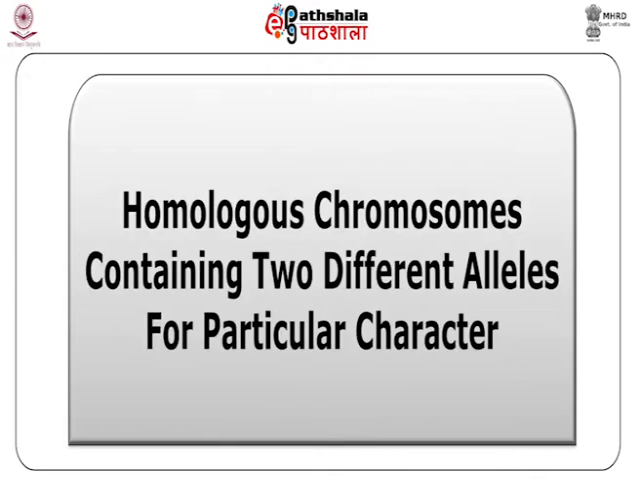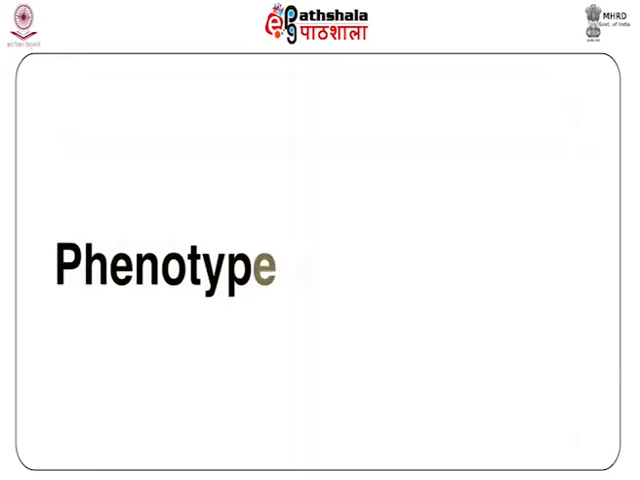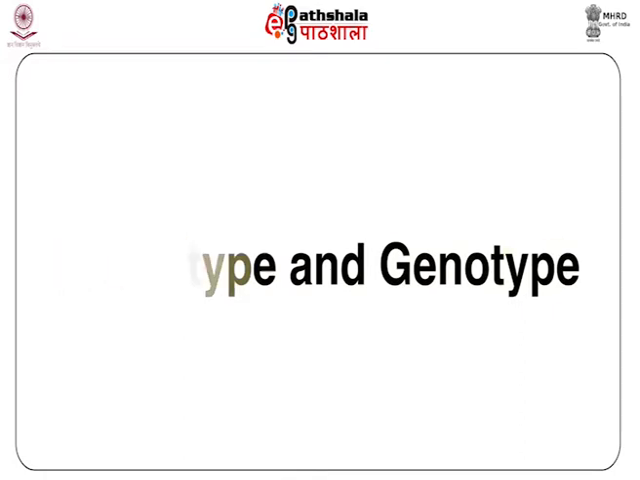Heterozygous: if the homologous chromosomes contain two different alleles for a particular character, the organism is said to be heterozygous for that particular trait. Now moving on to phenotype and genotype.